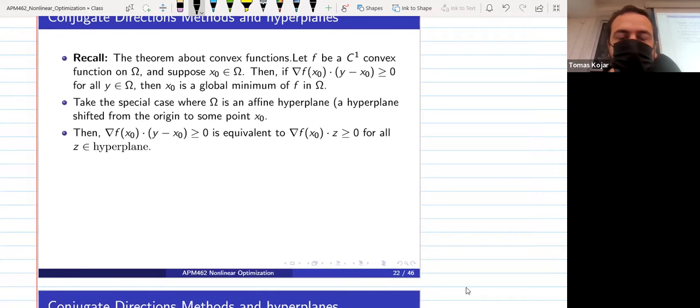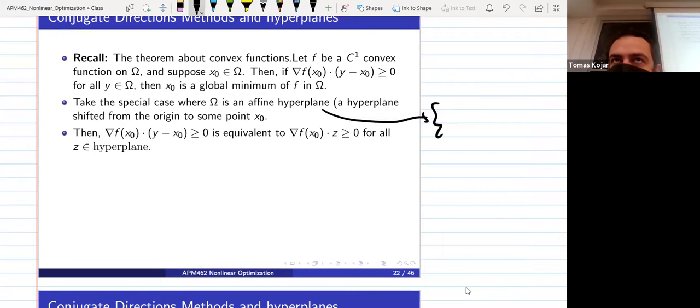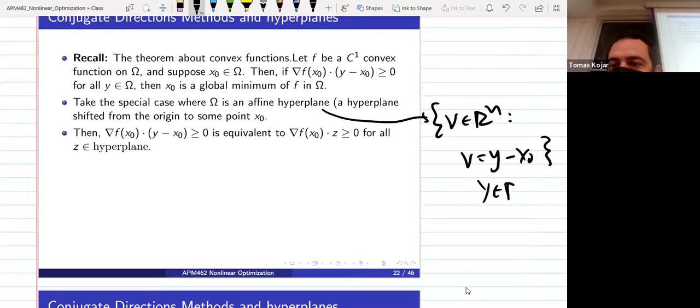Hyperplane, yes. So what do I want to say? The hyperplane is given by all points V in Rn that are of the form V equal to Y minus X naught, for Y also in Rn. In 1D, this is just saying it's a line with an intercept. And it crosses the origin. Yeah. All right.